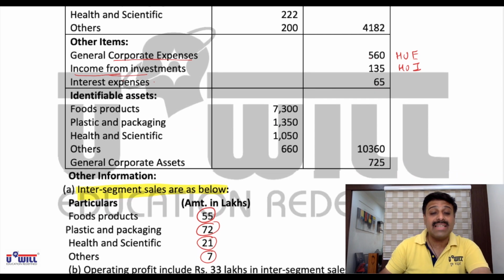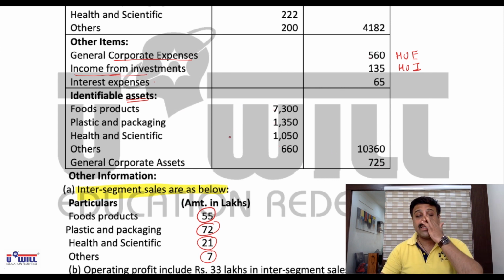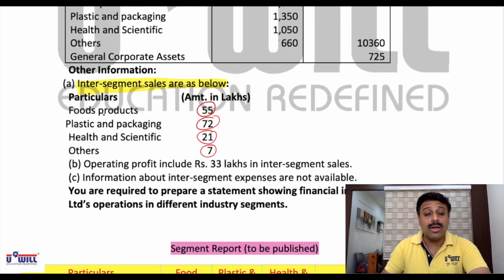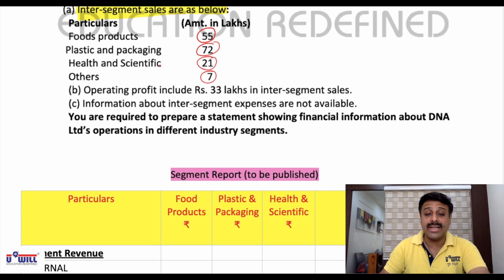And identifiable assets are given to you. So all the segments' assets and then head office assets will add. No information of liabilities is given. So in this segment report, liabilities won't be included. Now, the first additional information we already considered. Look at the second additional information.